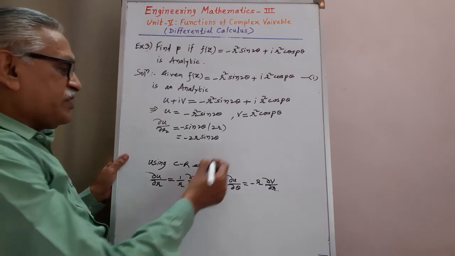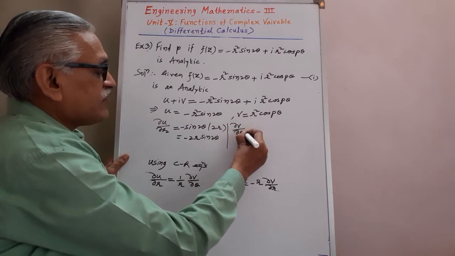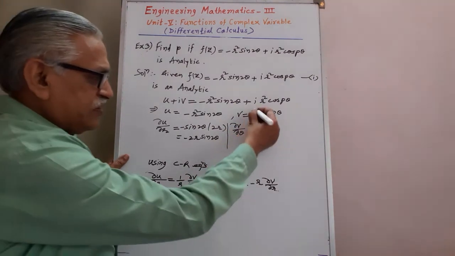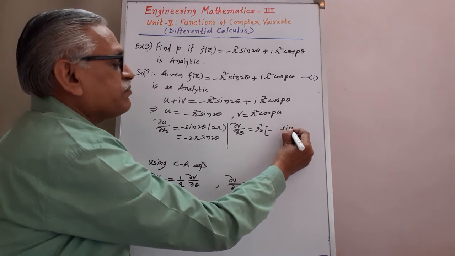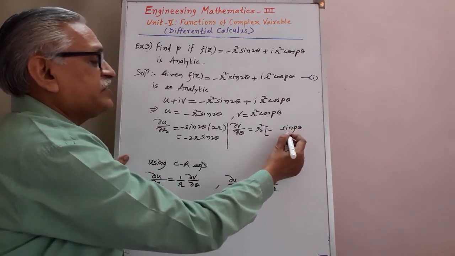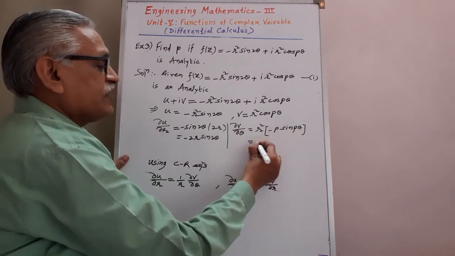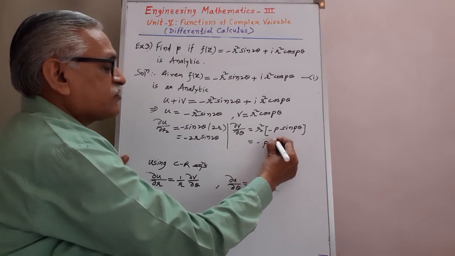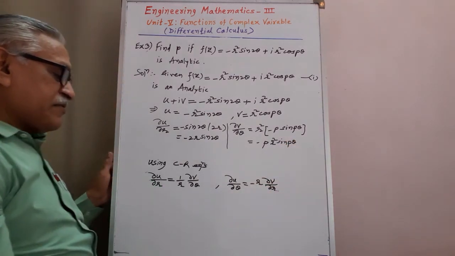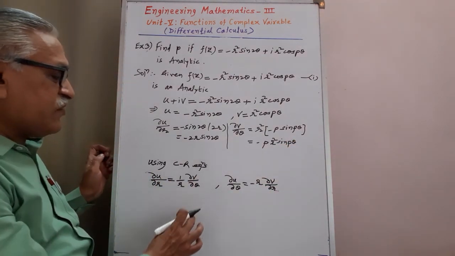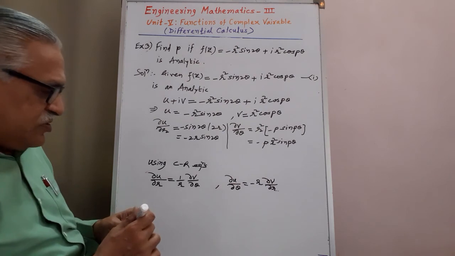And dou v by dou theta, differentiating v with respect to theta, keeping r constant, r square constant term, derivative of cos is minus sine of p theta, and chain rule, derivative of p theta with respect to theta is p, and therefore it is minus p r square sine of p theta. And then using CR equations, I am using first one only, no need to use the second.